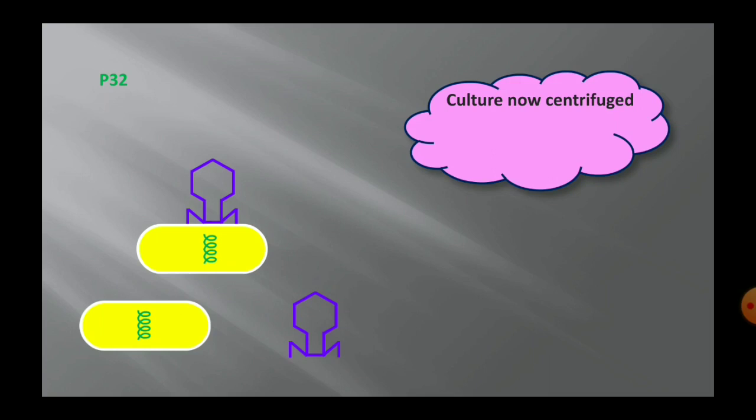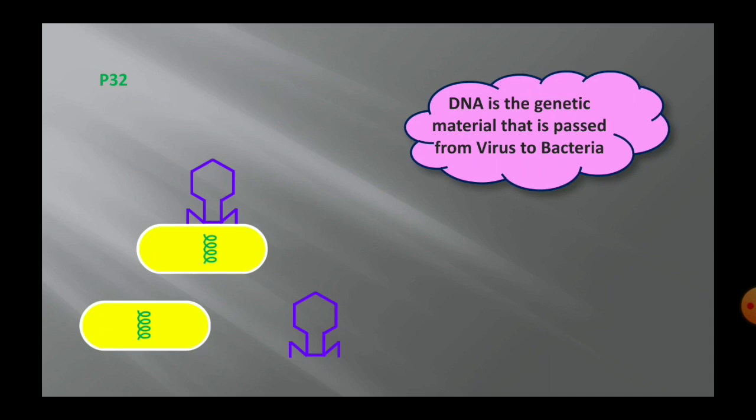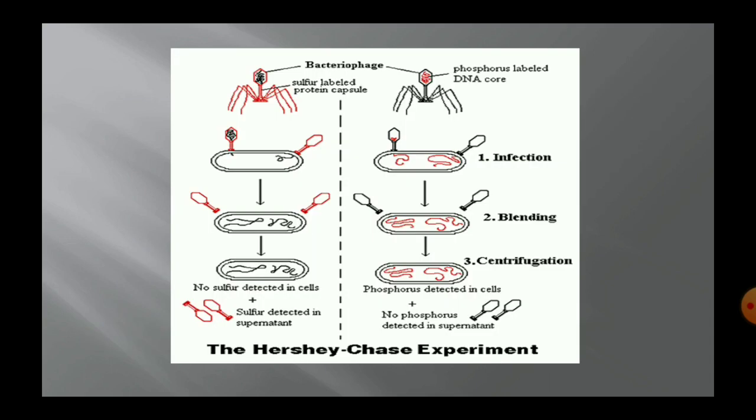The two components obtained are supernatant and pellet. The supernatant contains protein coats, whereas the pellet contains bacterial cells. When they analyzed the centrifuged culture, they were able to identify the radioactivity in the pellet. No radioactivity is seen in the supernatant. So finally they came to the conclusion that the DNA enters into the host cell, and it acts as a genetic material that passes from virus to bacteria.